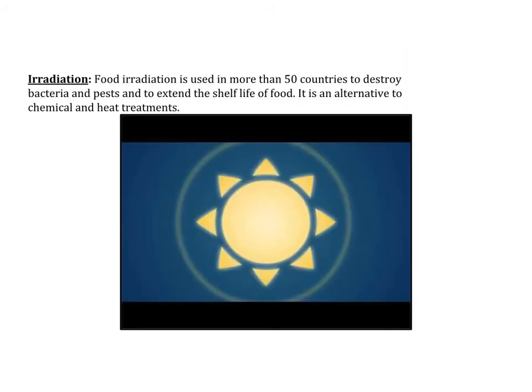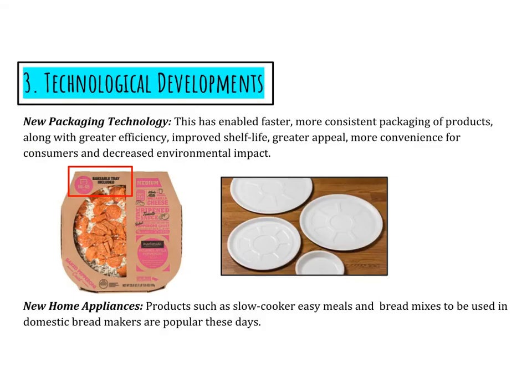Irradiation is used in more than 50 countries to destroy bacteria and pests, as well as extend the shelf life of food. It is an alternative to chemical and heat treatments. This video is really useful, and it will be posted on the Google Classroom for you to refer to. It goes for about 5 minutes, and it does explain this process of irradiation.